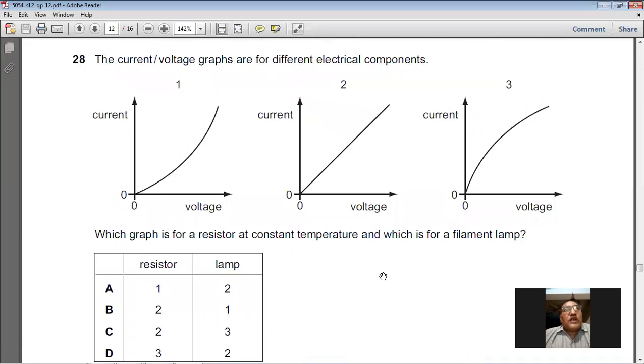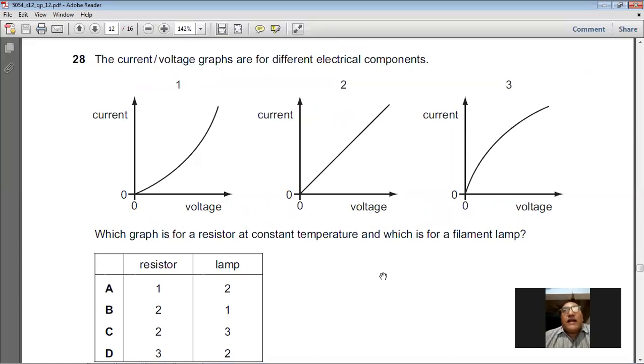Question 28 is on your screen. The current voltage graphs are for different electrical components. Which graph is for a resistor at constant temperature and which is for a filament lamp? The resistor at constant temperature will be obeying Ohm's law, so its graph will be a straight line graph. So figure 2 is the correct representation of a resistor at constant temperature.